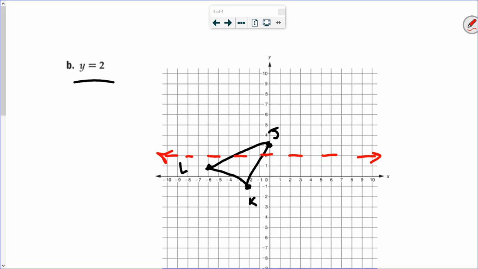Again, I just want to know how many units I am away from my line of reflection. J is 1 unit above my line of reflection, so let's go 1 unit below the line of reflection. There would be the point J prime. K is 1, 2, 3 units below, so I need to go 1, 2, 3 units above my line of reflection. There's K prime. And then L is 1 unit below the line of reflection, so I need to go 1 unit above. There's the point L prime.